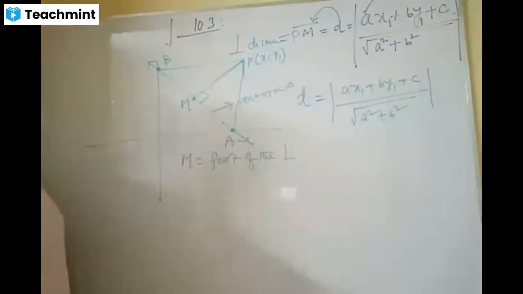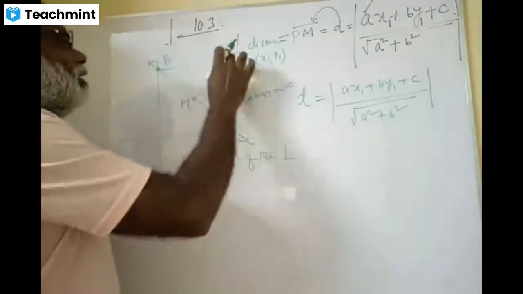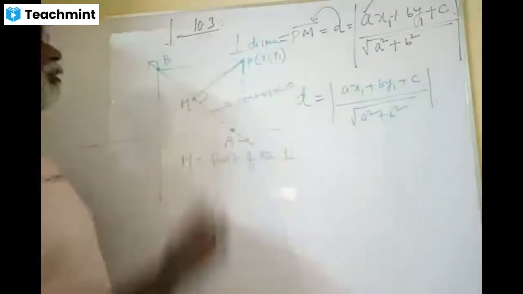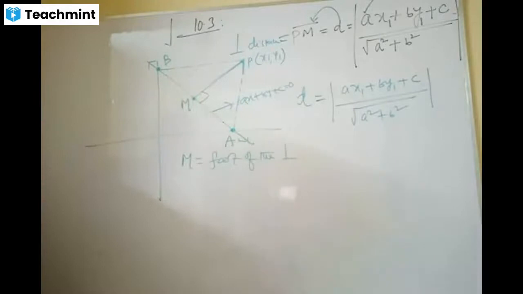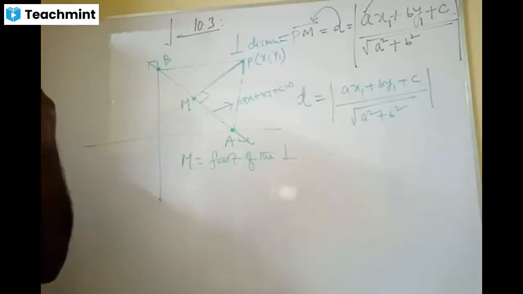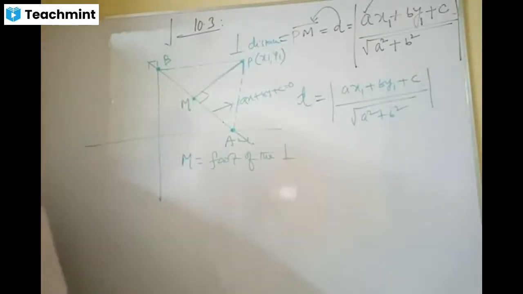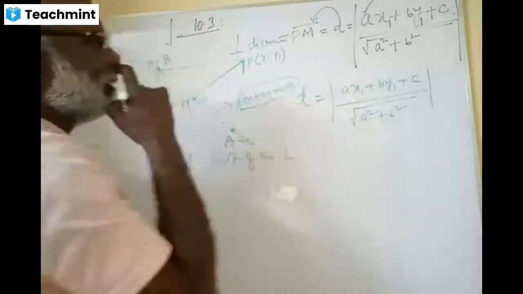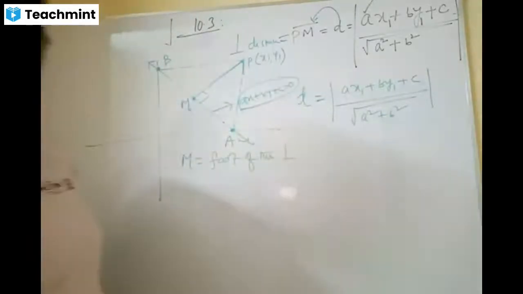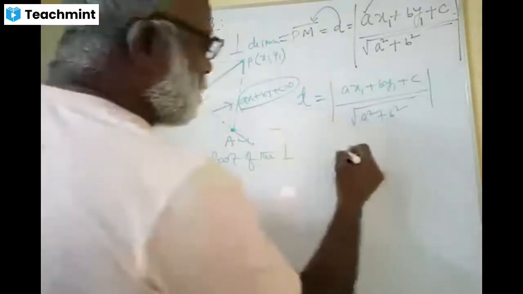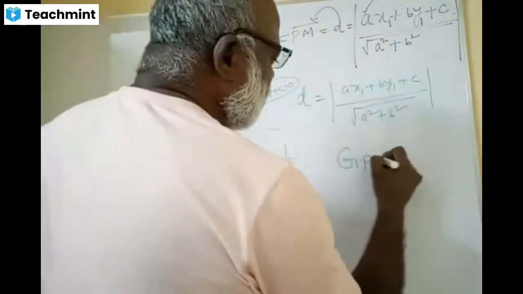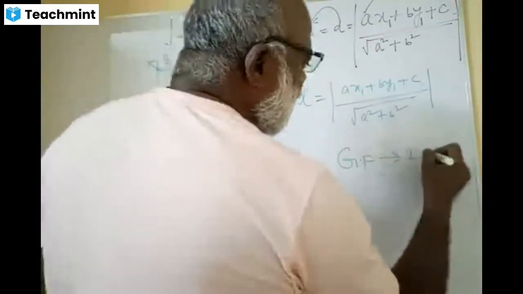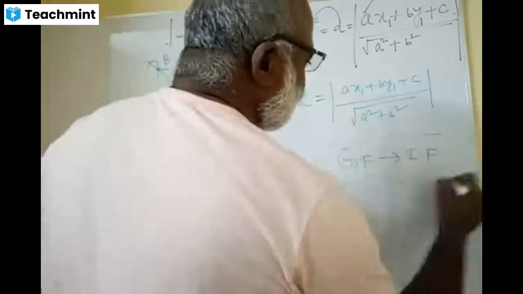Formula, yes. Construction: join PA and PB. Now, friends, this line of equation, here we have just now told that we go from general form to intercept form only.